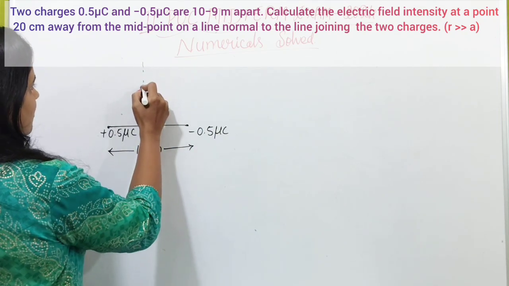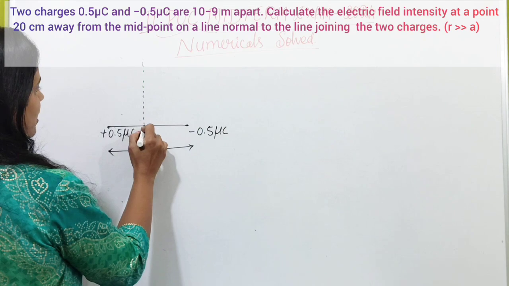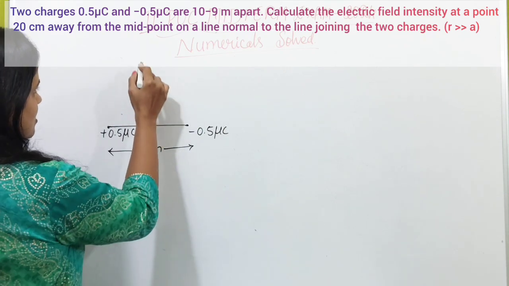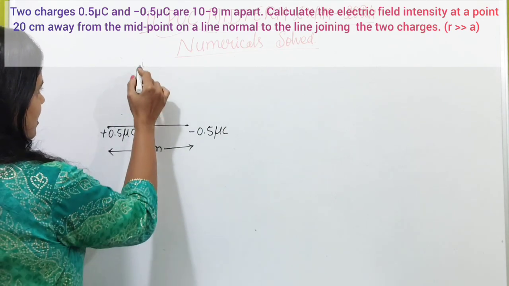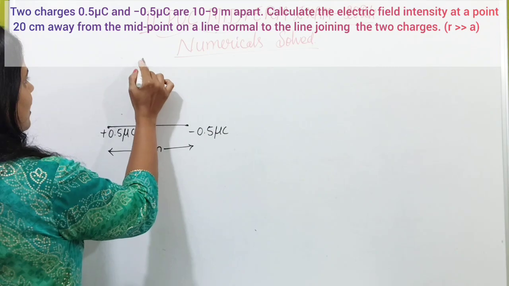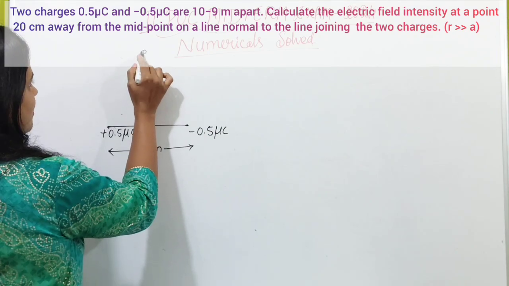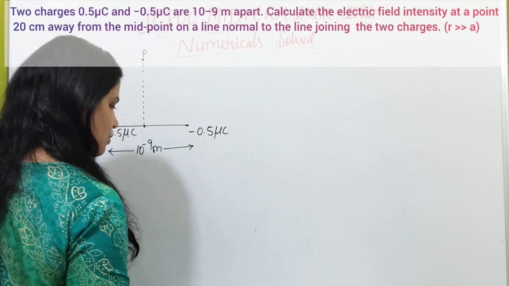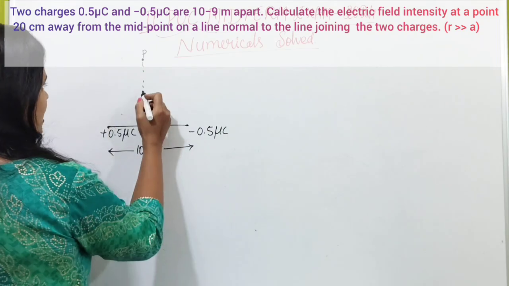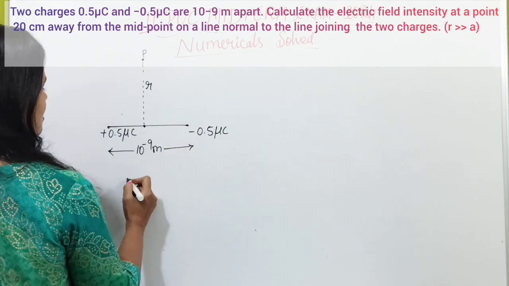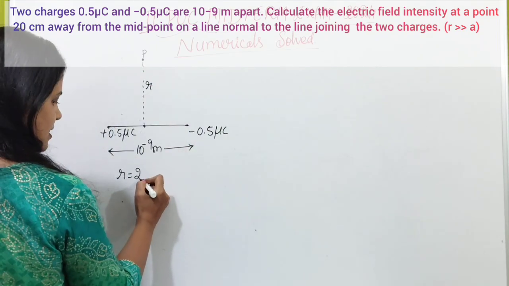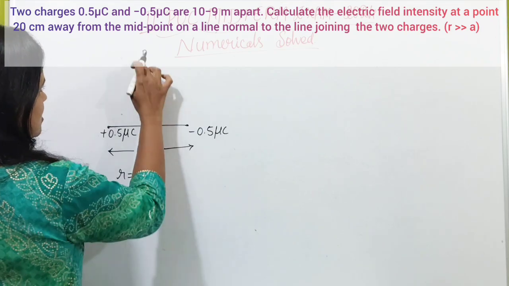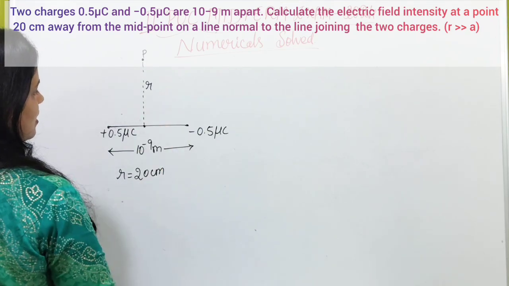Now let us consider one midpoint. The line passing through the midpoint is called the equatorial line, and let me consider the point P somewhere here. That point is at a distance R. R is how much? 20 centimeter. This distance is R, which is 20 centimeter.